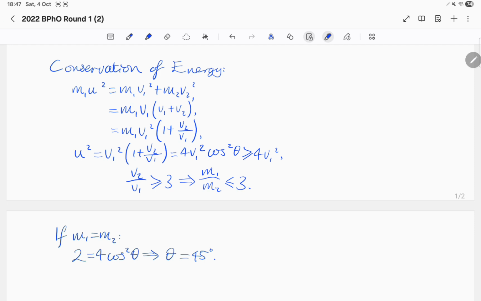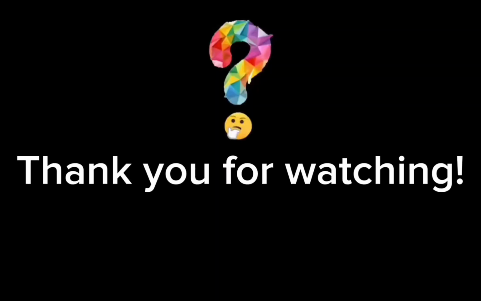In the case that m1 is equal to m2, we have that v1 is also equal to v2. Therefore, we have that 2 is equal to 4 cosine squared theta, and thus theta is equal to 45 degrees.